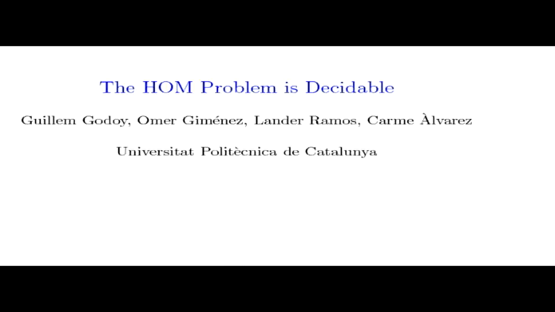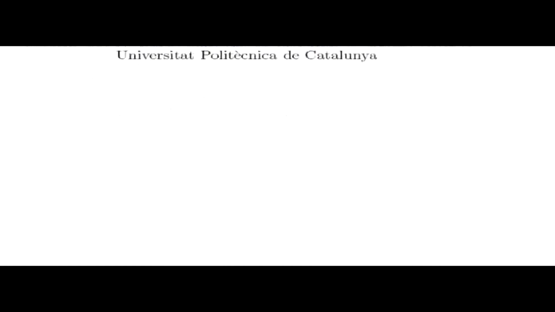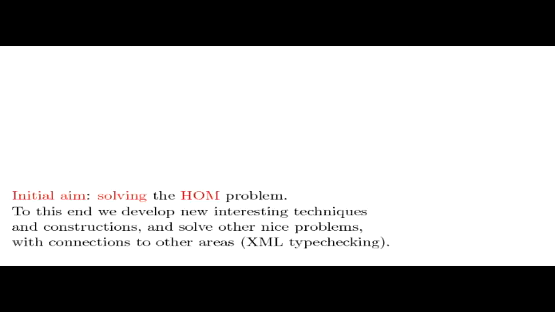In this paper, we solve a question on tree automata theory which has been open for a long time, that is, the homomorphism problem. To this end, we develop several constructions and techniques which are interesting by themselves and solve other nice related problems. Our results also have connections with other areas like XML.